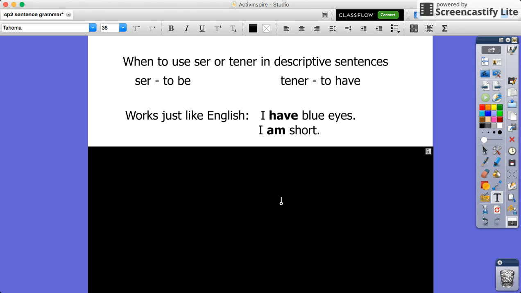Good news for us is that when we use ser and when we use tener, works exactly the same in English as in Spanish. So any statement in English that you would say you have something, you're going to use a form of tener. Any statement in English where you're going to say someone is something, you're going to use the correct form of ser. Of course, there's choices with each one depending on what the subject is.